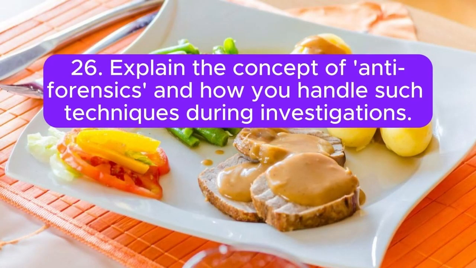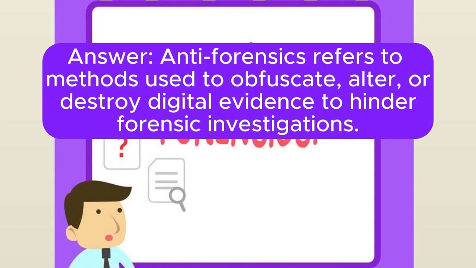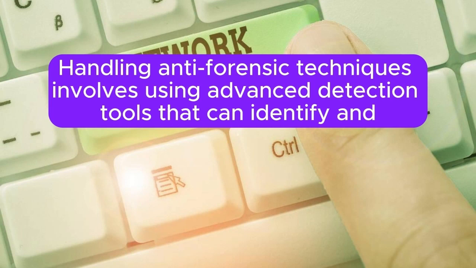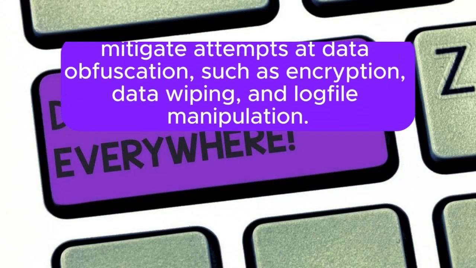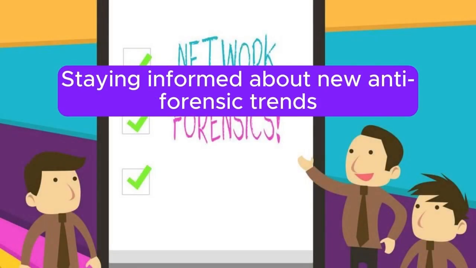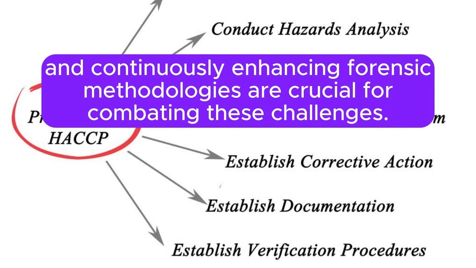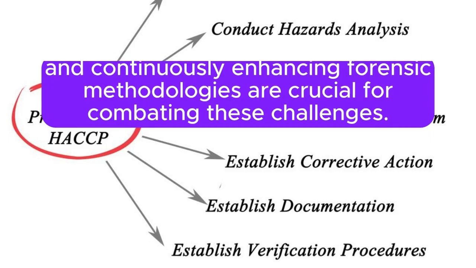26. Explain the concept of anti-forensics and how you handle such techniques during investigations. Answer: Anti-forensics refers to methods used to obfuscate, alter, or destroy digital evidence to hinder forensic investigations. Handling anti-forensic techniques involves using advanced detection tools that can identify and mitigate attempts at data obfuscation, such as encryption, data wiping, and log file manipulation. Staying informed about new anti-forensic trends and continuously enhancing forensic methodologies are crucial for combating these challenges.